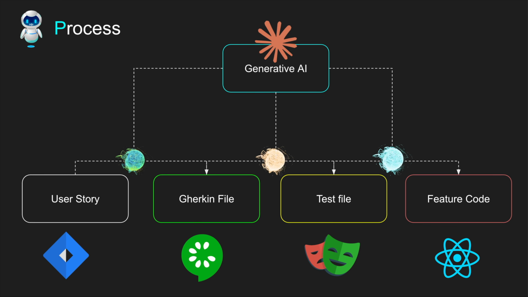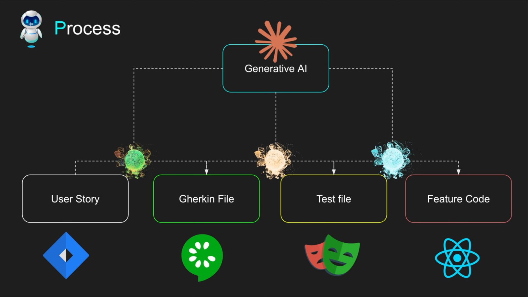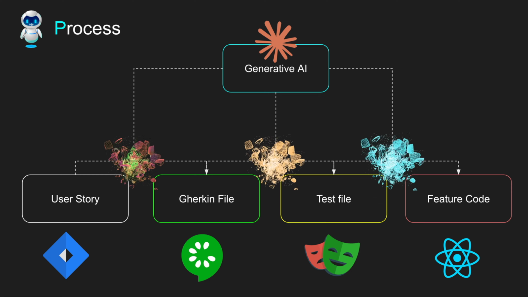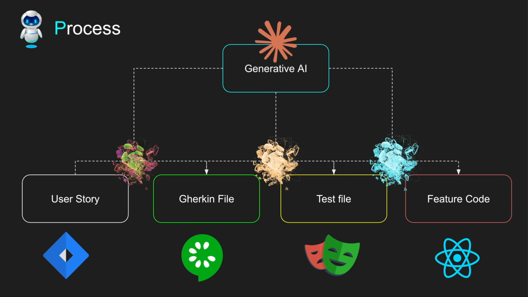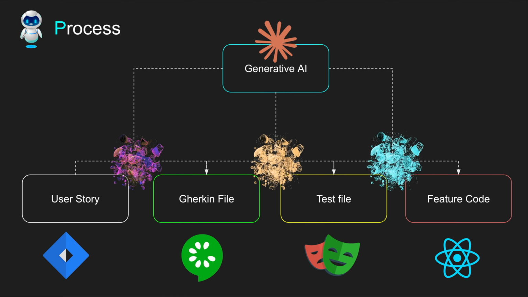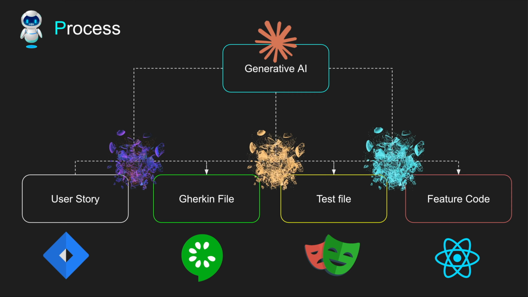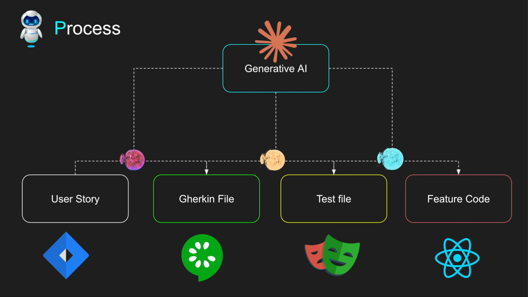Here I'll be using Microsoft Playwright for testing. And the third step is to generate the feature code from the test file, again leveraging AI. For this demo, I'll be using Claude Sonnet, which is an excellent AI for coding tasks. Let's dive in and see how AI can streamline the entire BDD workflow.